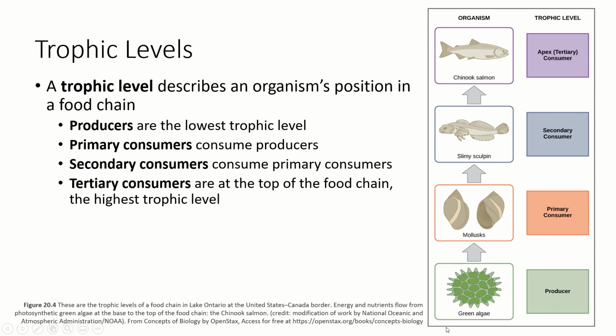So here is a food chain in a lake. The green algae, which is a photosynthetic protist, is the producer, the lowest trophic level. The algae is eaten by snails, which are part of phylum Mollusca, which is a primary consumer. Then the snails are eaten by a small fish, the slimy sculpin. That's a secondary consumer because it's eating the primary consumer.